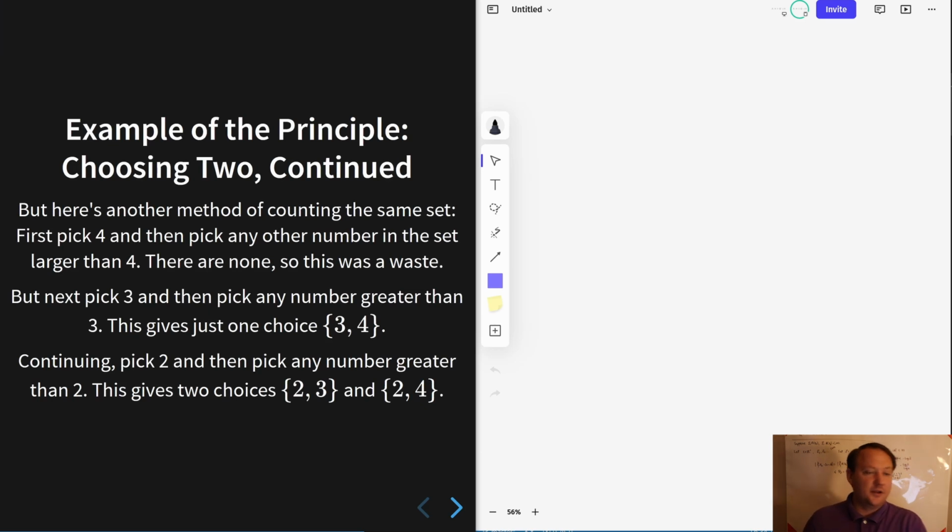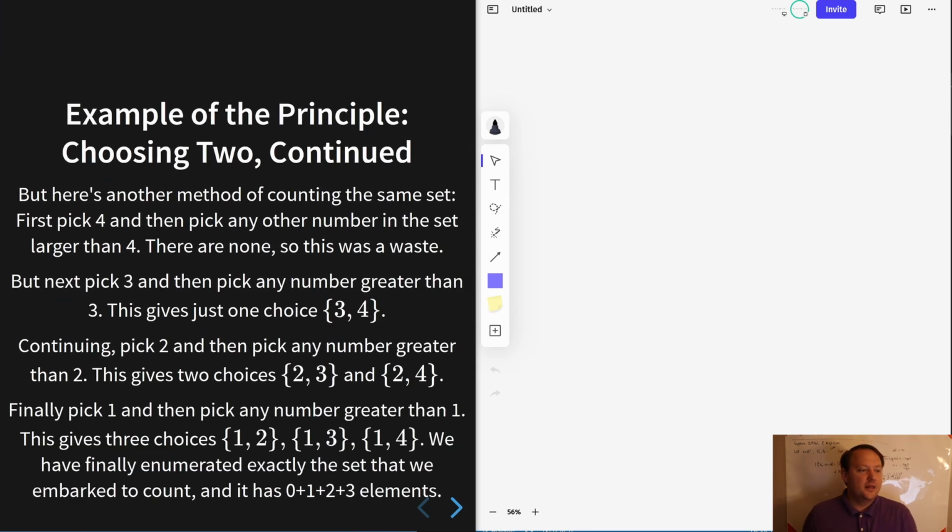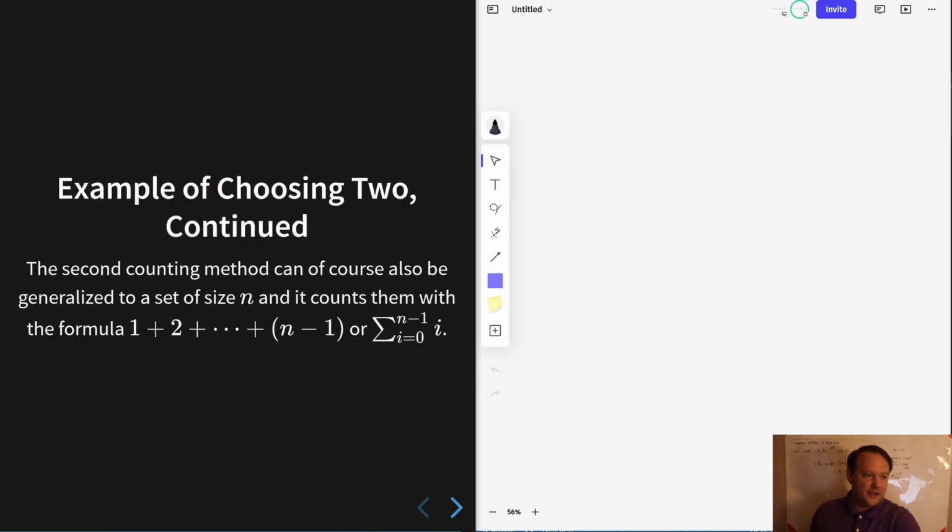Let's do it again. Let's pick 2 and look for all 2-element subsets with 2 and greater. That gets us {2, 3} and {2, 4}. If we picked 1, then we'd get {1, 2}, {1, 3}, {1, 4}, and there's nothing else. I've exhausted all possibilities, having considered taking each possible element and only the elements greater than it. This effectively gets us a count of 0 plus 1 plus 2 plus 3, or more generally, for the case of an n-element set, the formula that we found for counting the set is the sum from 0 to n minus 1 on the index i.